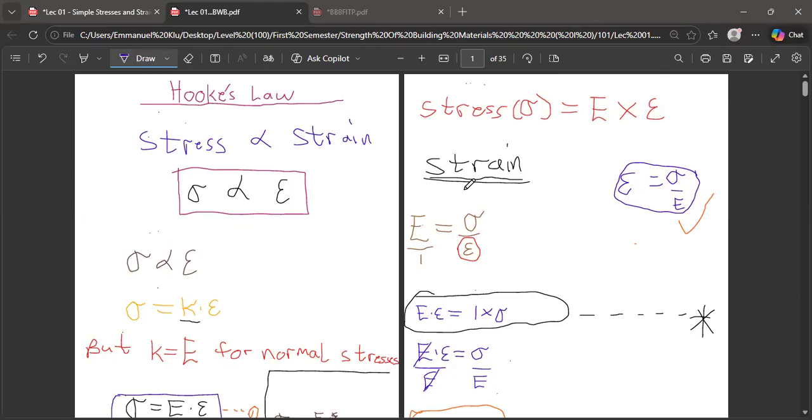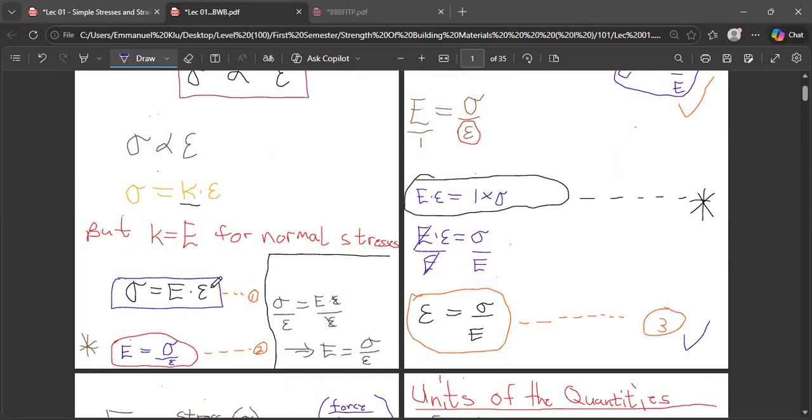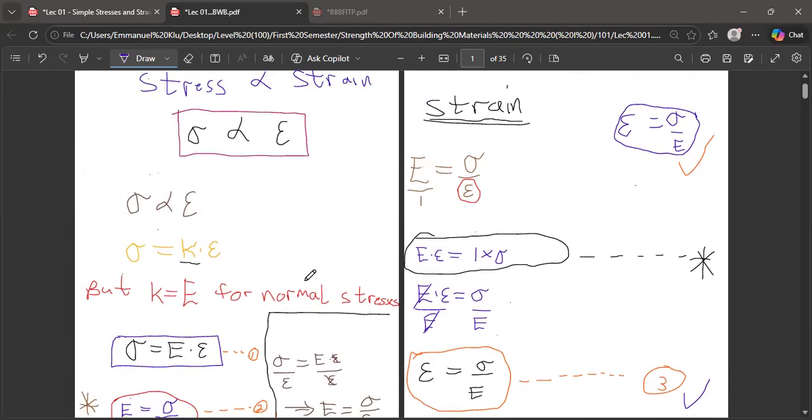Take note that the K in this case is going to be equal to E for normal stresses. Now we have our relation that stress is equal to elasticity times the strain. From that, you can derive all other formulas.